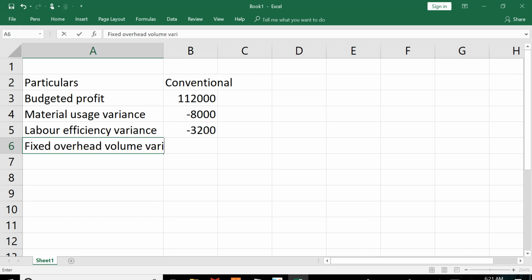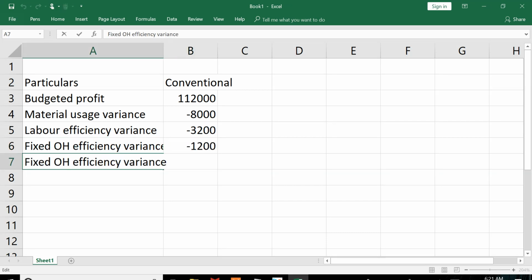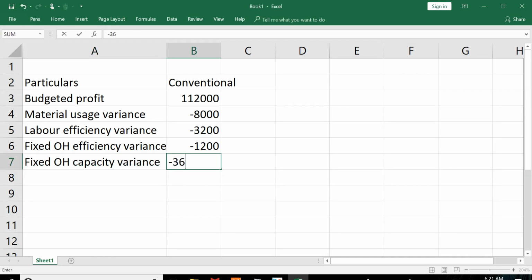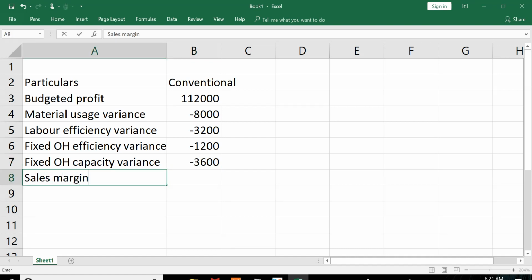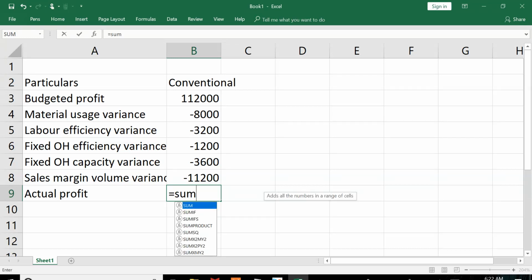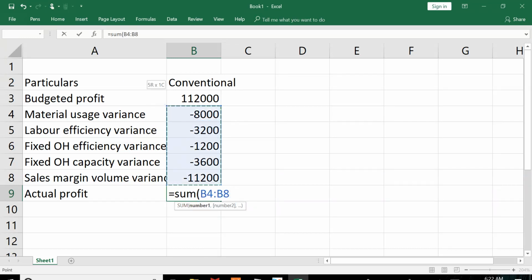I'll write it as volume itself. Or give me the efficiency and capacity. Let me write efficiency 1,000 and capacity 3,000 and sales margin volume variance 11,200 and your actual profit was 84,800.